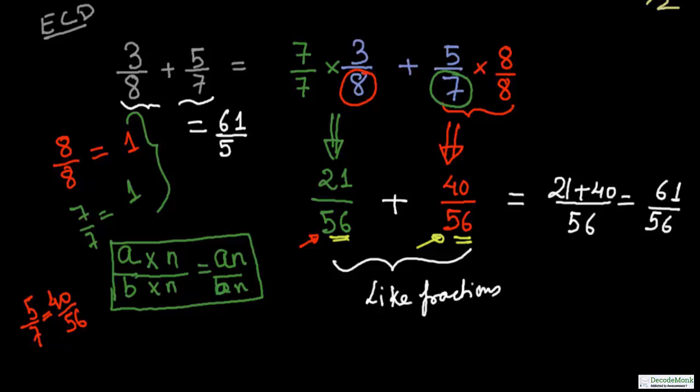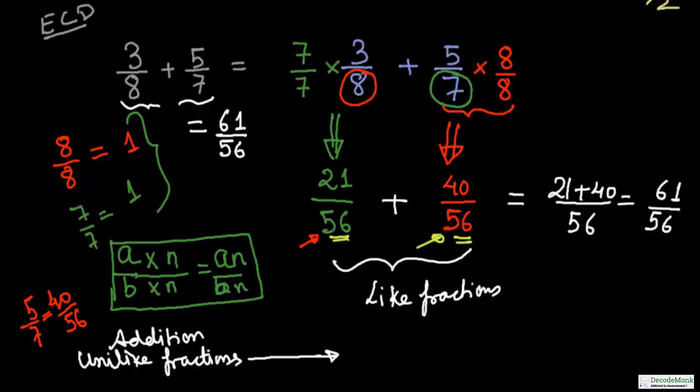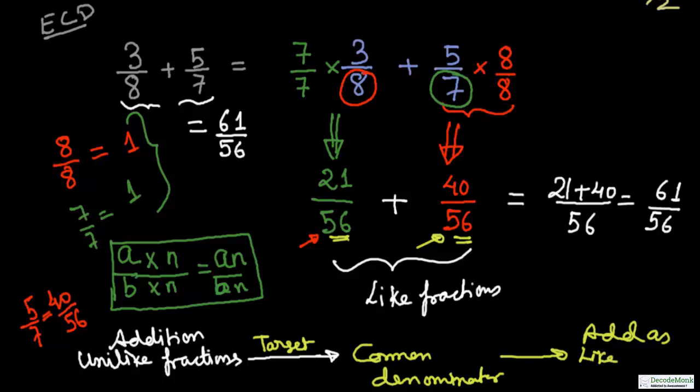61 upon 56. So if you are given unlike fractions, say addition, now what is the target over here? The target is to find out a common denominator or common bottom number and then add as like fractions, because after finding the common denominator we will arrive at like fractions which can be added very easily.